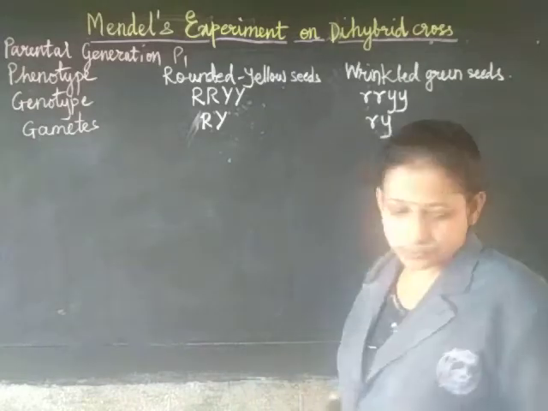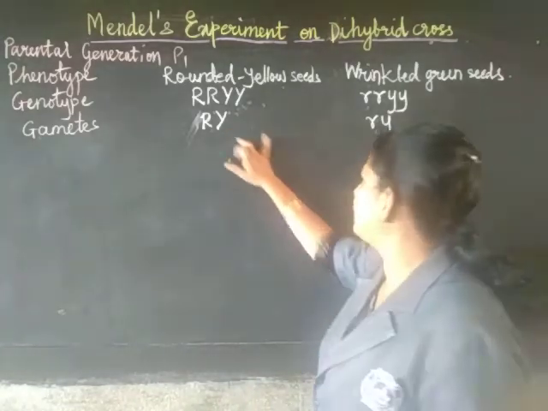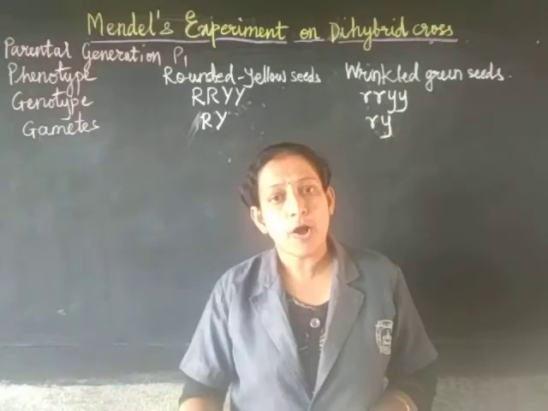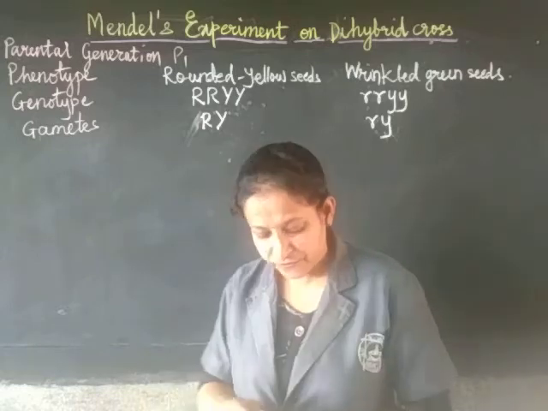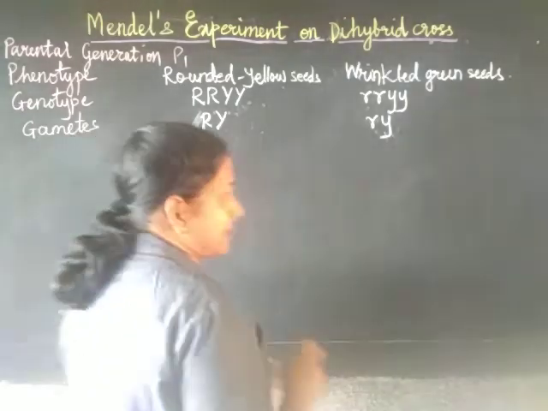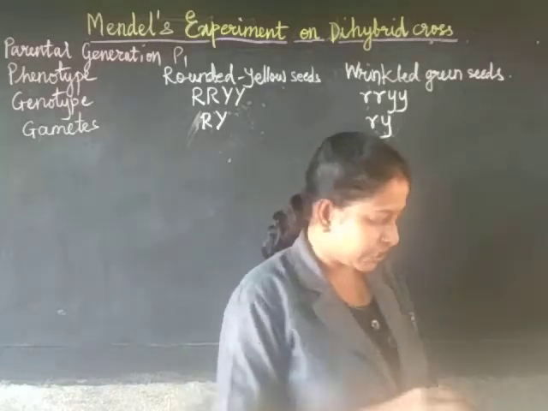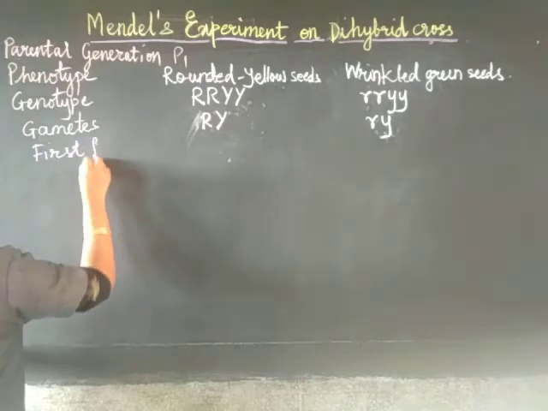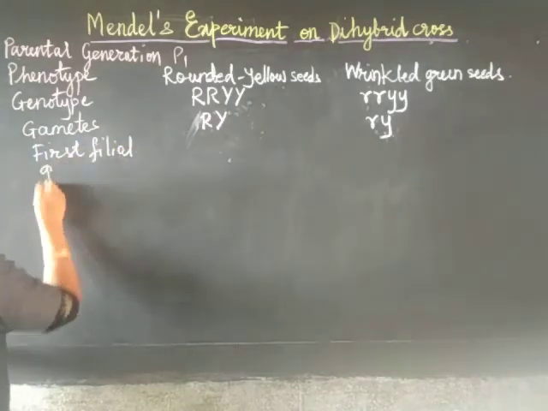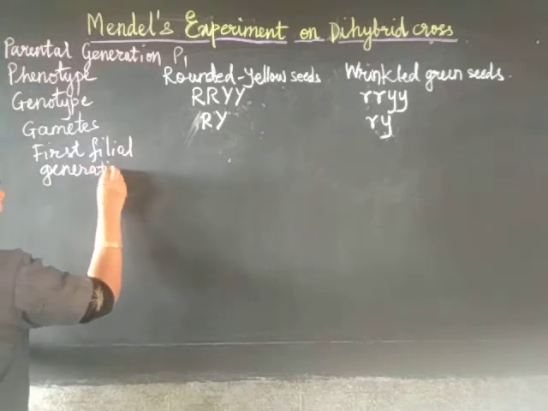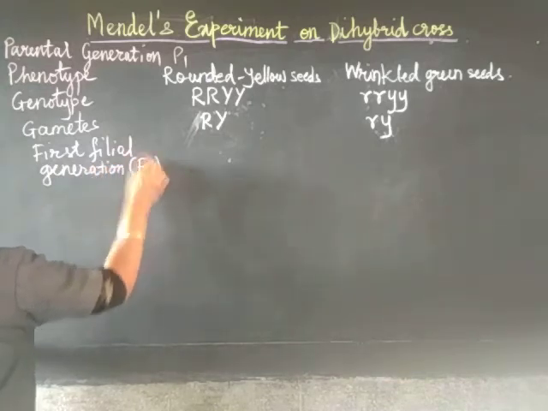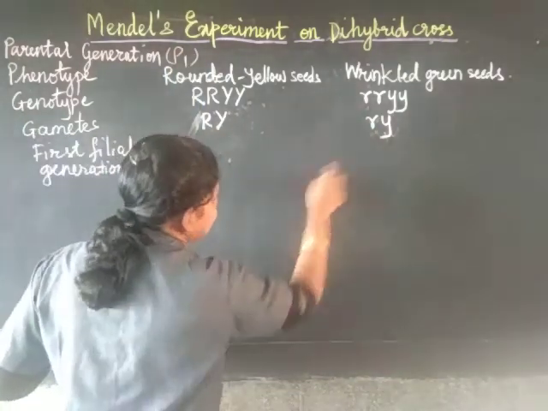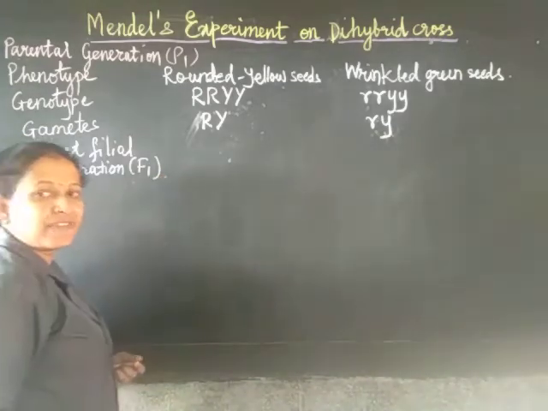Fine. So now once there is fertilization, the F1 generation will be formed. That means their offspring, or the first generation, will be formed. When we write that first generation, it is also called the first filial generation. So let me write that word, first filial generation, which is also called F1. Parental generation is called P1. Like that, the first generation after the union of the gametes will be called the F1 generation.